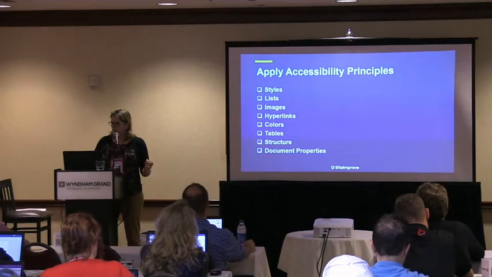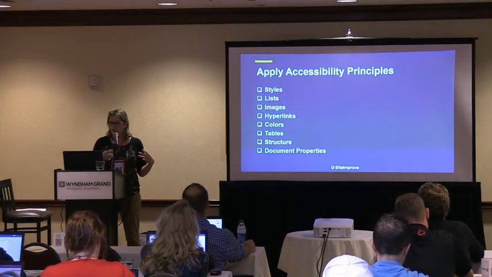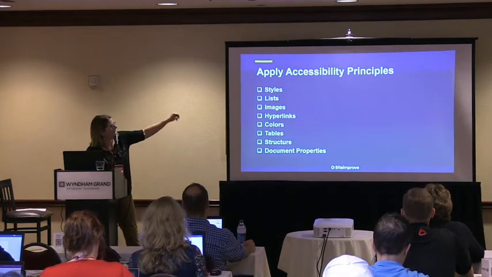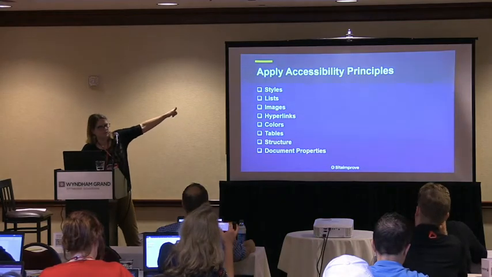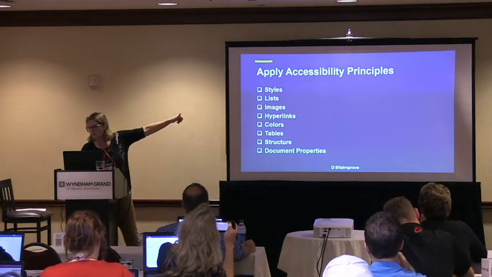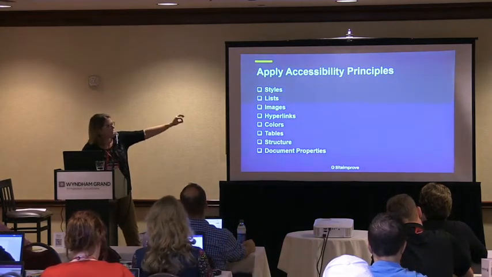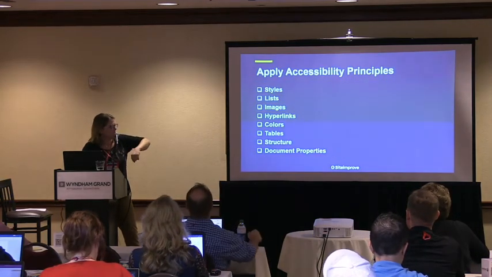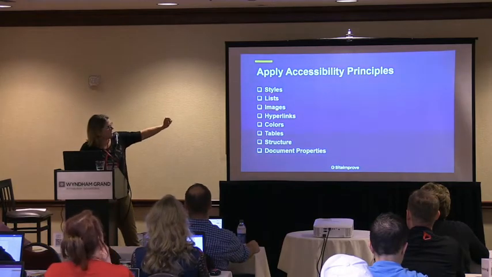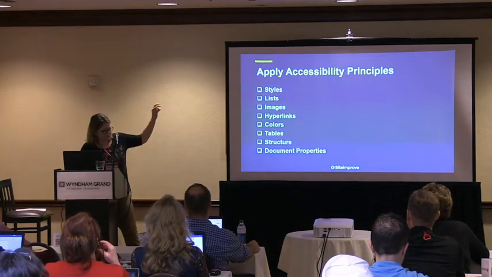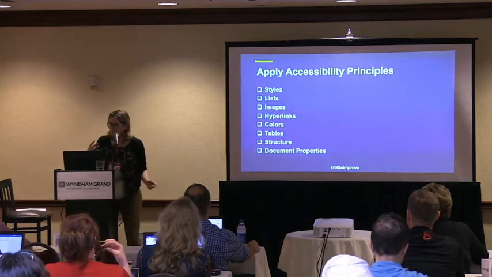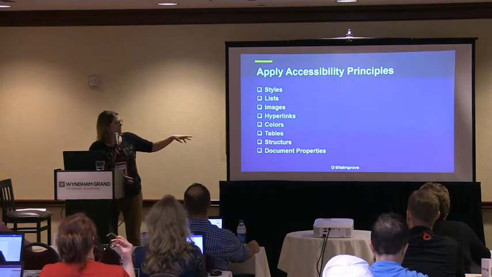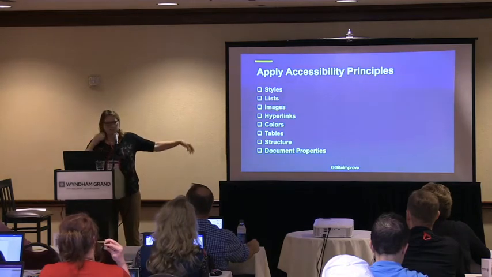Now, when we look at our documents, here is the list of things to have as your checklist, okay? You want to be using styles. If you're not using styles already, I'll give an example of what that looks like. Lists are very important. Those give valuable information to assistive technology users, screen reader users. Your images need to have alt text. Your hyperlinks need to be clearly visible and interactable. Your colors need to adhere to color contrast ratios.